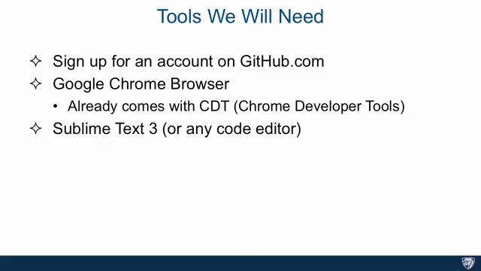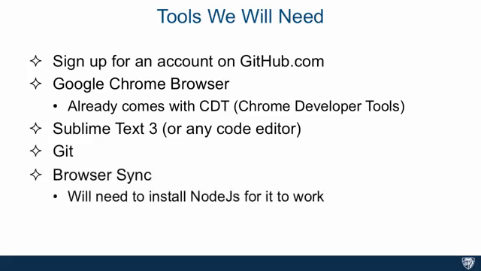There are a couple of other code editors that I would recommend looking at. One is Visual Studio Code. That's a pretty new editor. Another one is brackets.io. But Sublime is extremely fast and very well supported in terms of third-party plugins and so on, so I would definitely recommend that. We're going to also need Git, and we'll talk about Git a little bit more. And we're also going to need this tool called Browser Sync, and you'll see how we're going to use that. In order to install Browser Sync, we're going to need to install Node.js.